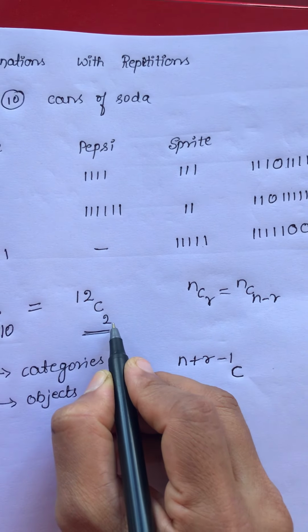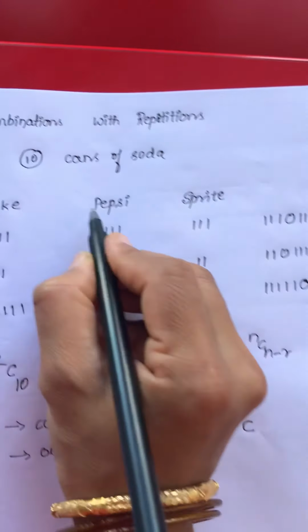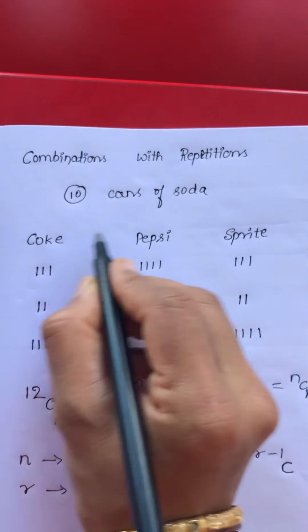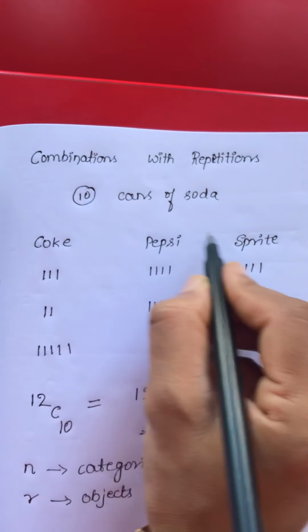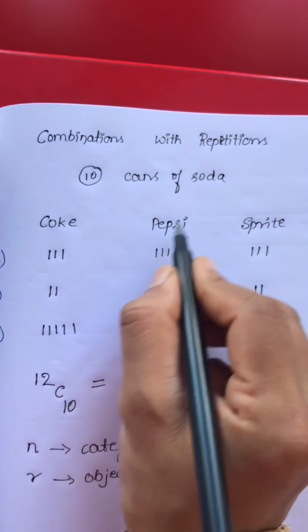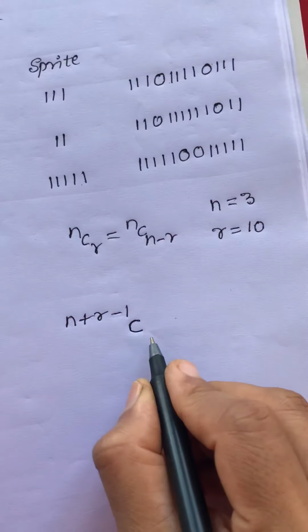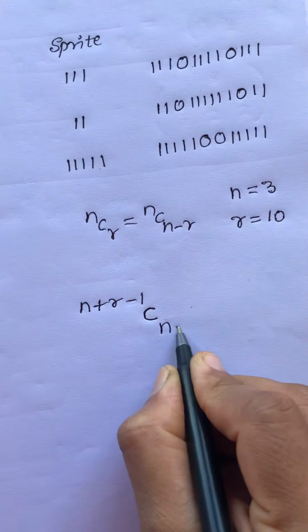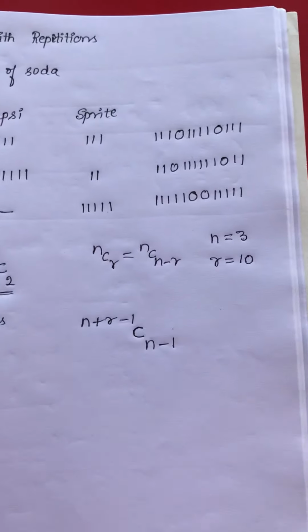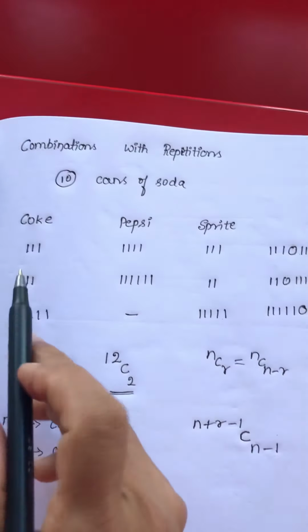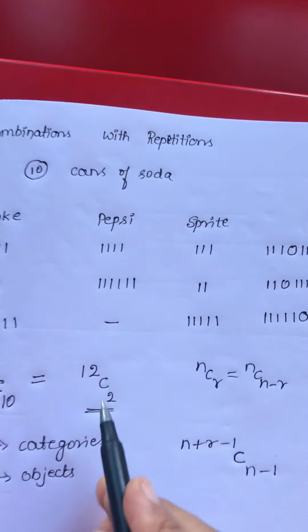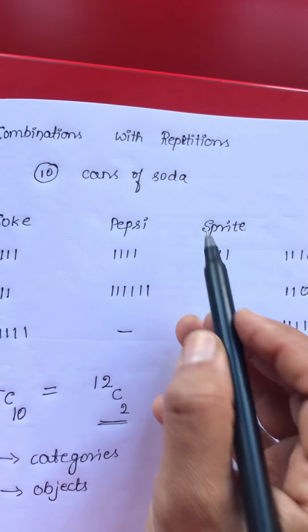What is that 2? 2 is nothing but transitions. So totally n categories are there, here 3 categories, so 2 transitions. So it is n plus r minus 1 C n minus 1. Correct? As I said, totally 3 categories, so we have 2, and 2 is nothing but 3 minus 1.